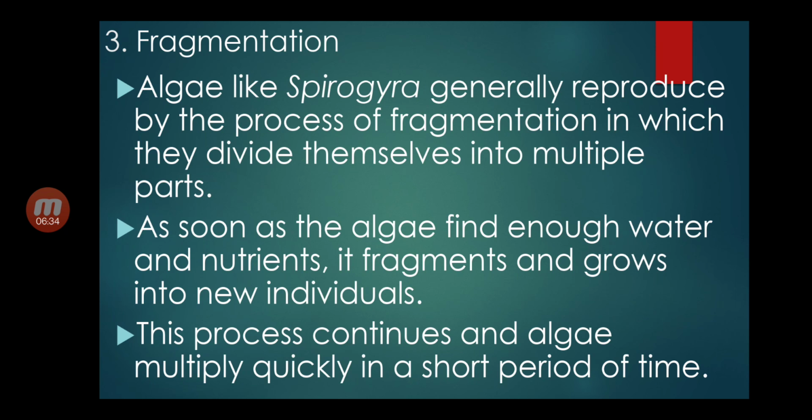Fragmentation. Algae like Spirogyra generally reproduce by the process of fragmentation, in which they divide themselves into multiple parts. As soon as the algae find enough water and nutrients, the fragments grow into new individuals. This process continues and algae multiply quickly in a short period of time.